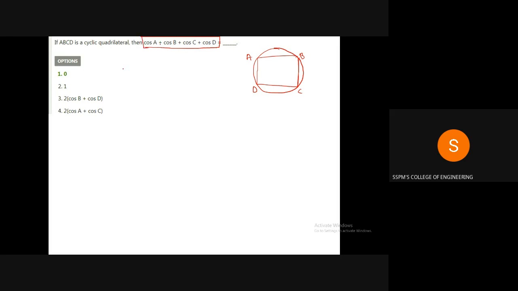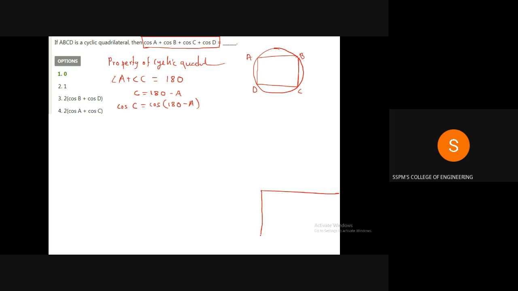Now what is the property of a cyclic quadrilateral? The property of a cyclic quadrilateral is that opposite angles are supplementary. That is, angle A plus angle C is equal to 180. Or you can write angle C is equal to 180 minus A. So if we take cos on both sides, cos C is equal to what? Cos of 180 minus A. What is cos of 180 minus A?